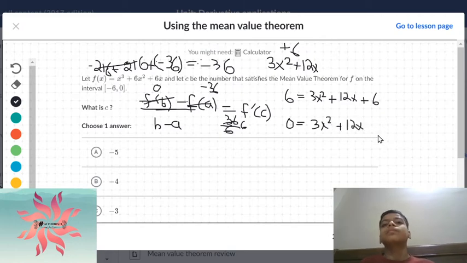Okay, and if we take out 3x from this, it will become 0 is equal to 3x times x plus 4. Divide both sides by 3x. This will be 0 is equal to x plus 4. We get x is equal to negative 4.